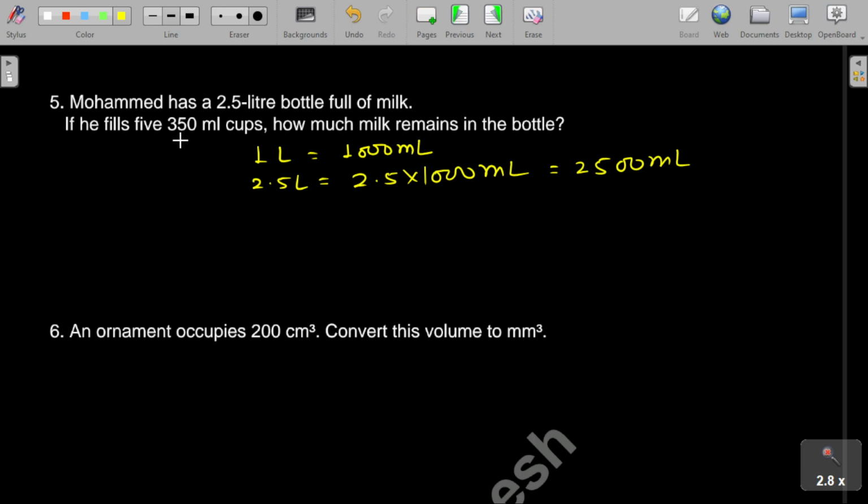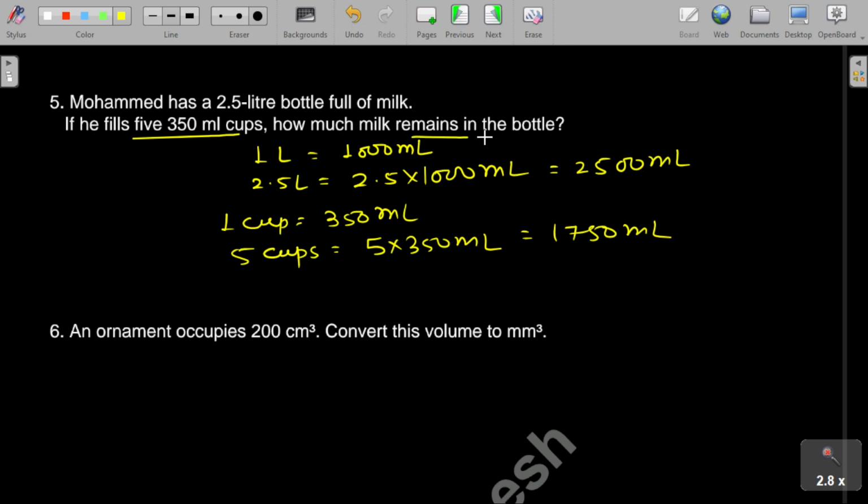Now if he fills 5 cups of 350 ml, 1 cup equals 350 ml. So 5 cups equal 5 into 350 ml, which is 1750 ml.